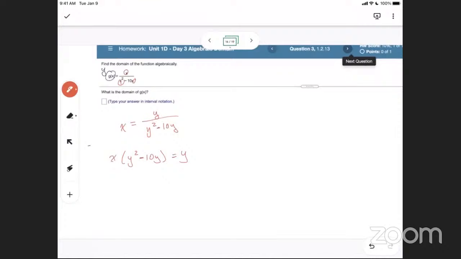Now I'm trying to get y's by themselves. So now I'm going to distribute the x in, x y squared minus 10yx, and I'm going to subtract the y at the same time.